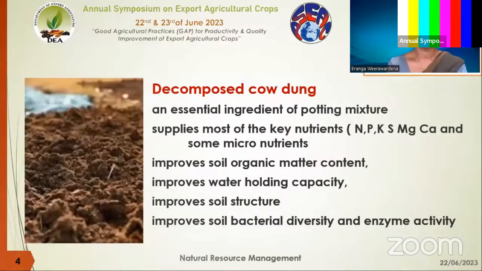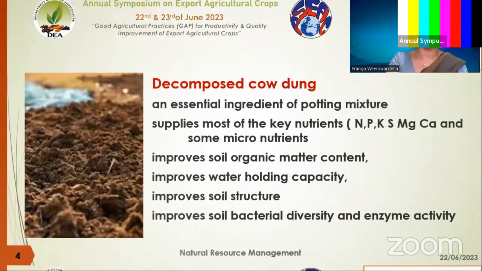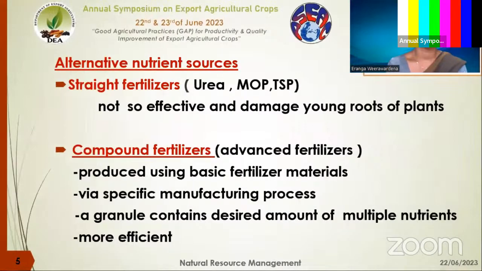Decomposed cow dung is the major and essential ingredient of potting mixture because it supplies most of the key nutrients. It improves the organic matter content of the medium, water holding capacity, structure of the potting mixture, and especially biological activity, that is bacterial diversity and enzyme activity. So it is very difficult to find an alternative for decomposed cow dung, but here we can find an alternative nutrient source.